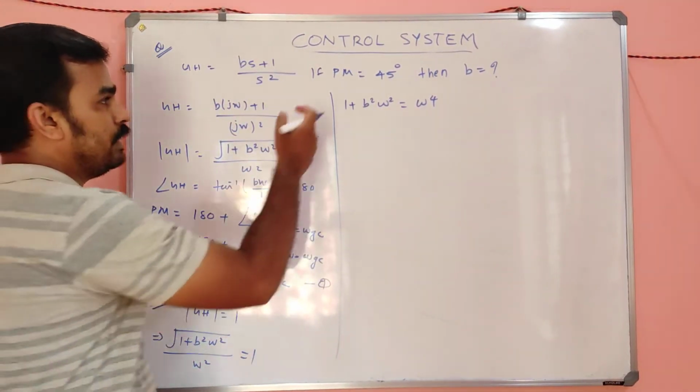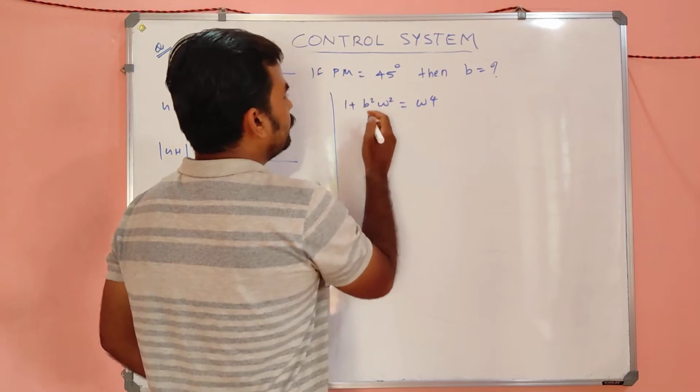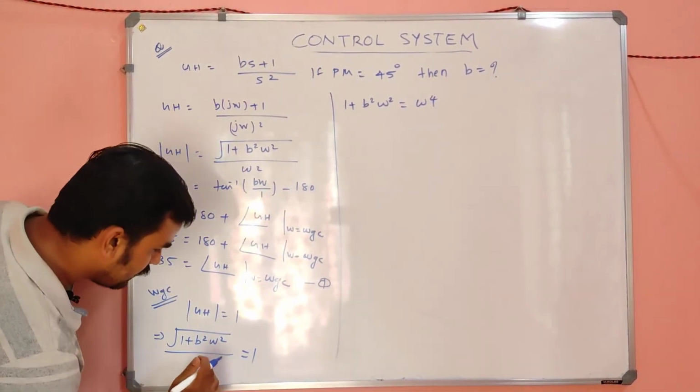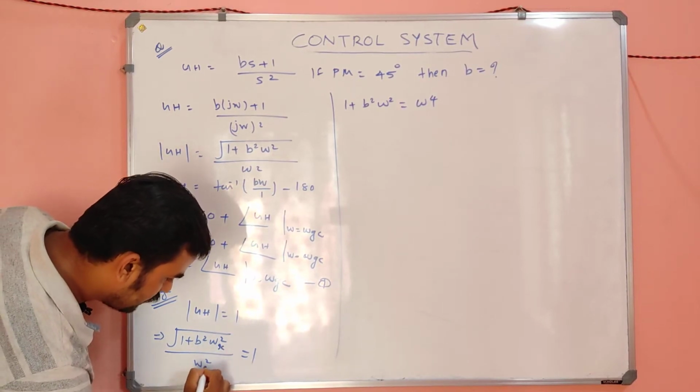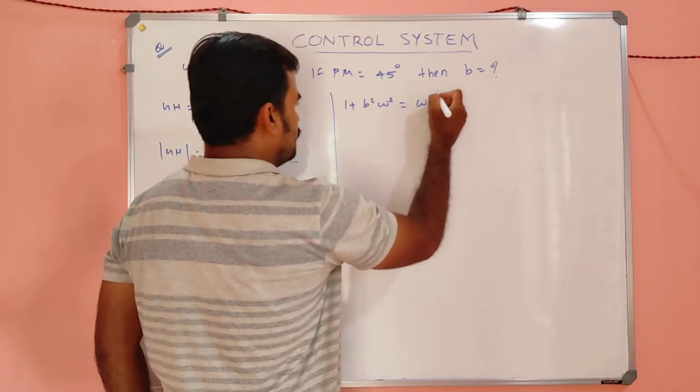Or we have to find omega gc now. We have to find omega gc, right? So substitute, we are finding omega gc now. Let this be omega gc. So it will be very easy then. Distinction will be very, very easy. That's why.